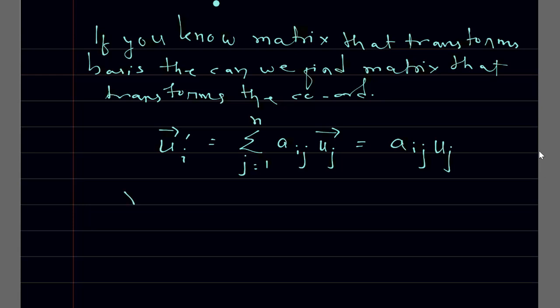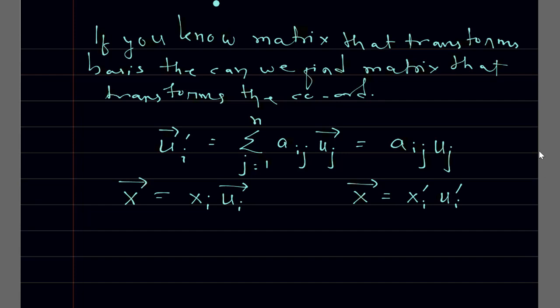Consider you have a vector x. When written in the old coordinates, it can be written in this way: x_i u_i. Agreed? This is how I can write x. And also, if I write the vector x in the new coordinates, then I should write something like this: x_i prime, because the coordinates will also change, u_i prime.